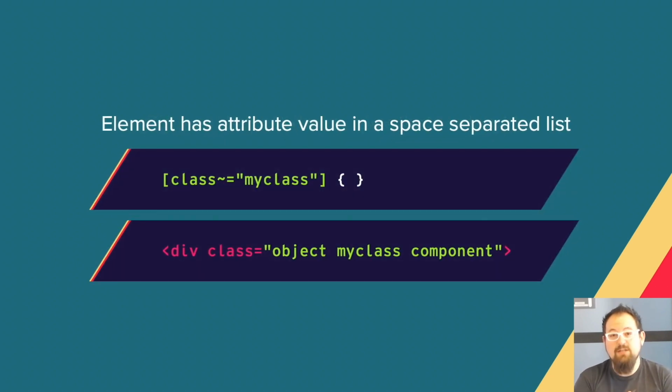We can also get into space-separated lists. A class is pretty common. So if you're wanting to find a value anywhere within a space-separated list, like a class does, this essentially does the exact same thing as a period my class. This is just looking for my class somewhere in the list there.